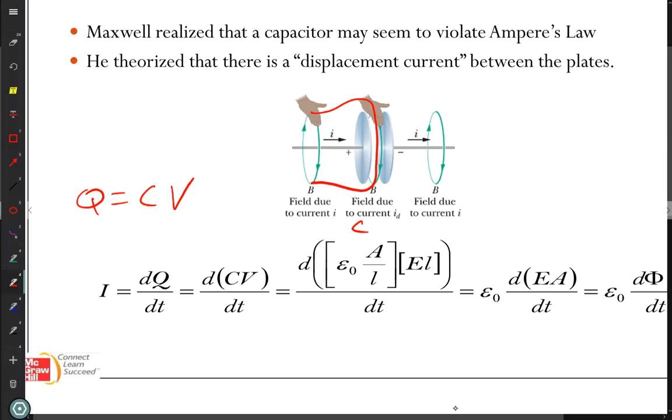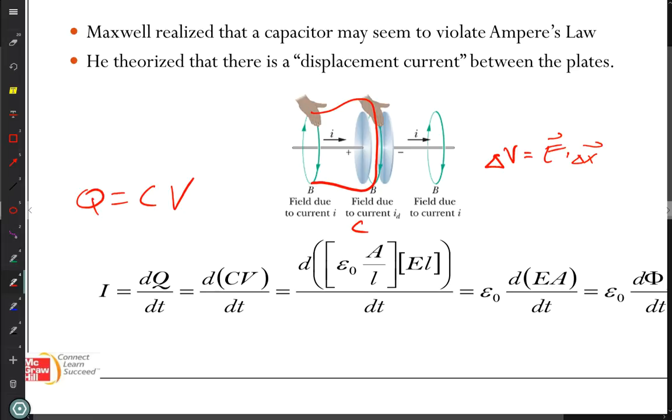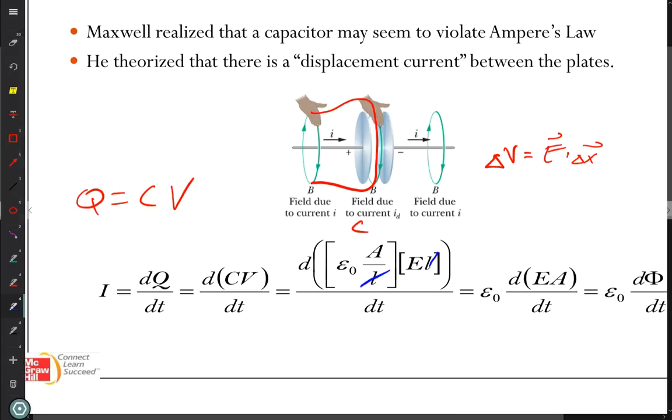Remember we had this on the test, the change in voltage is equal to E dot delta X. So if E is uniform and delta X is in the same direction as E, then that just comes down to the voltage difference is EL. Well, we can cancel the L's. Since epsilon 0 is a constant, the epsilon 0 comes outside. And what was EA?